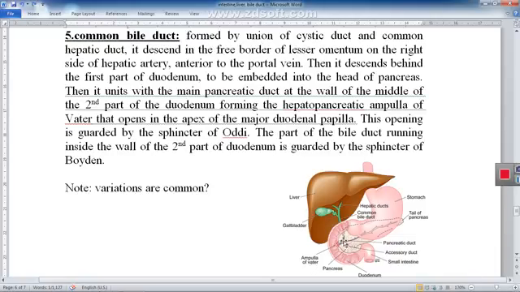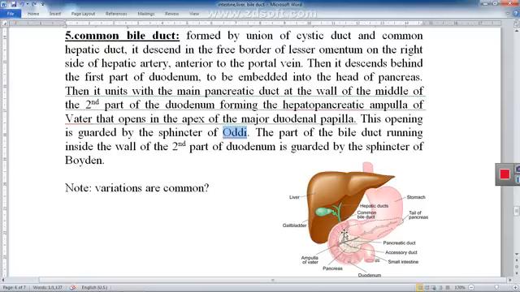The Ampulla of Water opens into the middle of the second part of the duodenum from the medial side, and this ampulla opens into the mucosa of the duodenum by an elevation in the mucosa called the major duodenal papilla. This elevation in the second part of the duodenum mucosa is guarded by a valve called the sphincter of Oddi.